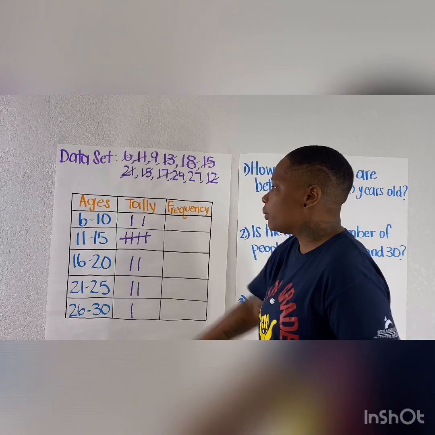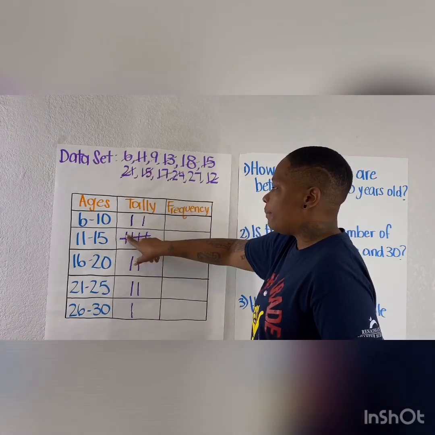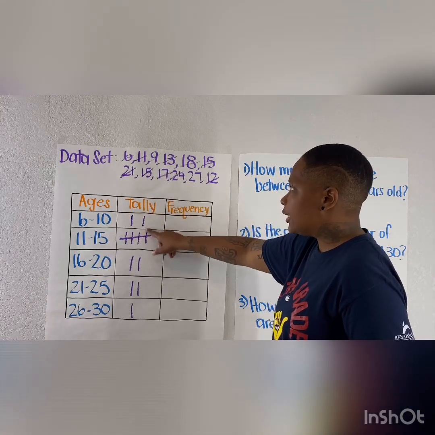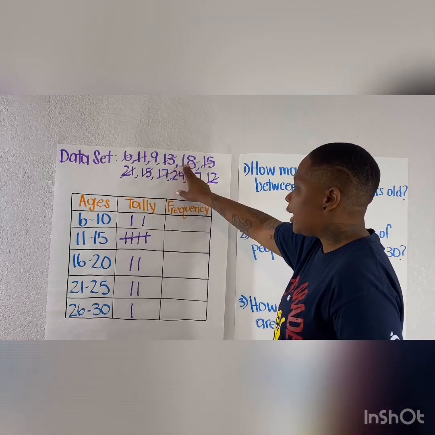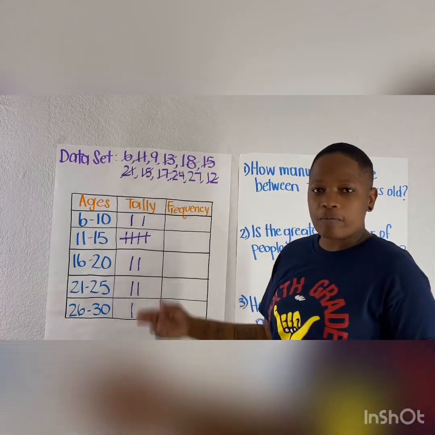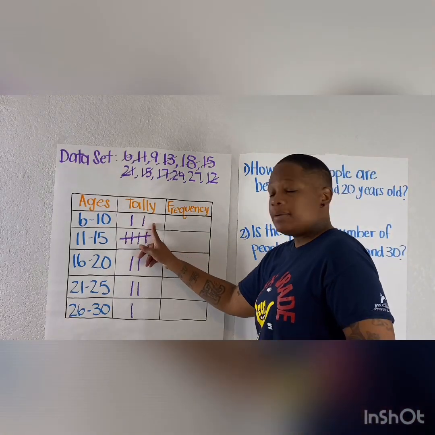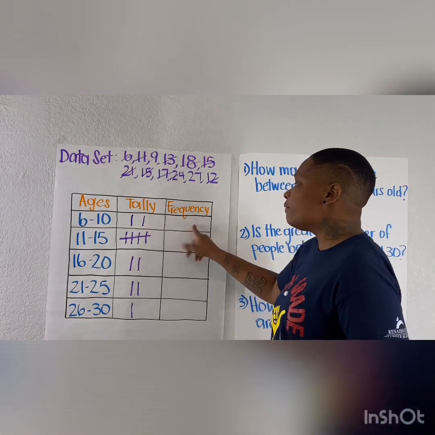So I simply went through each number. So 6, I made a tally. 11, I made a tally. 9, tally. 13, tally. 18, tally. 15, tally, and so on and so forth until I got every number there. Then I took my tally marks and I converted them to my frequency.